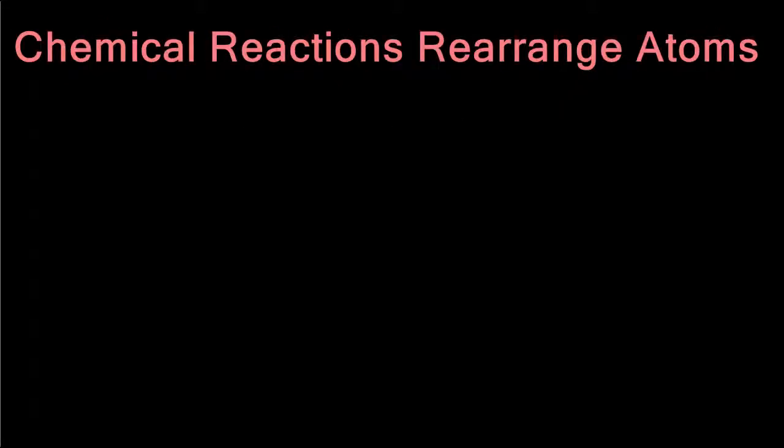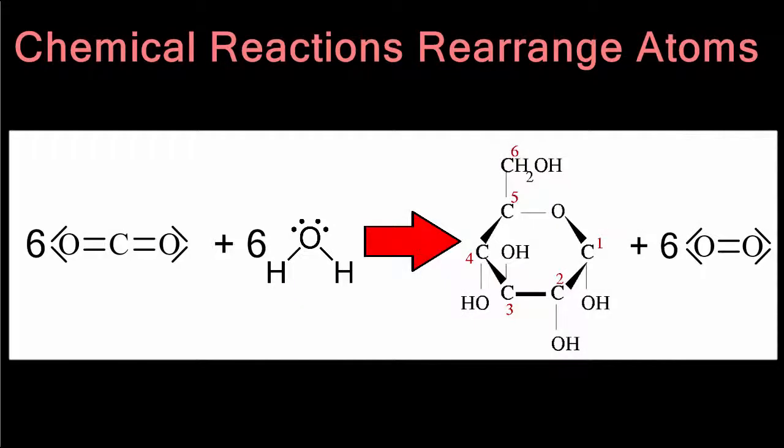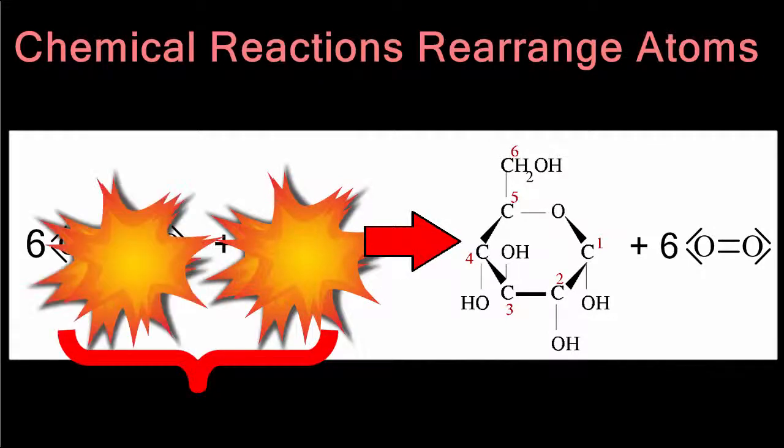As you saw in this lesson, ionic bonding involves the transfer of electrons from one atom to another. Another type of bonding, called covalent bonding, which you'll learn about in the next lesson, involves the sharing of electrons between atoms. Regardless of whether bonds are ionic or covalent, when a chemical reaction occurs, the atoms in the compounds get rearranged. This means that the bonds in your starting materials are broken down to form the bonds in the product materials.